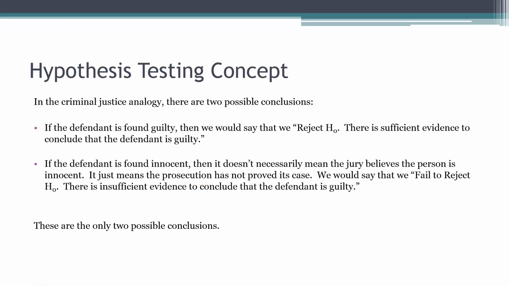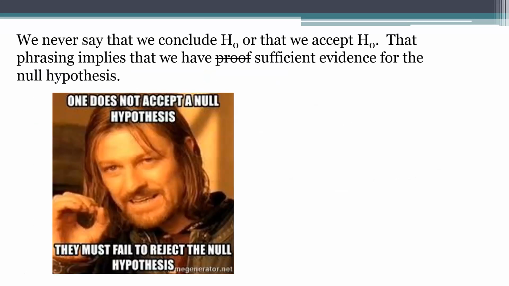Okay, there's no mixing and matching or anything. It's just reject H naught: there is enough evidence to conclude the alternative. Or fail to reject H naught: there is not sufficient evidence to conclude this alternative. So again, we never say we conclude H naught, or accept H naught, or affirm H naught, because that implies that we have enough evidence to conclude the null hypothesis.